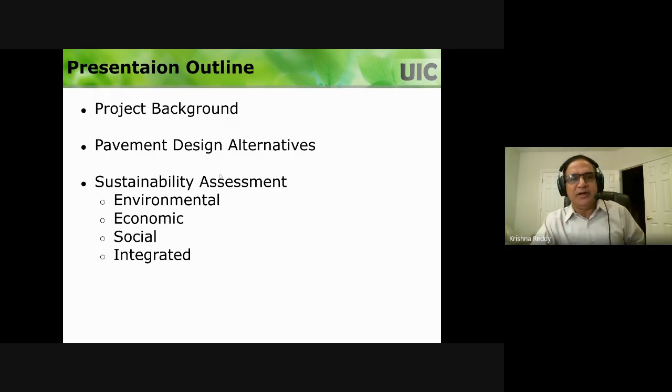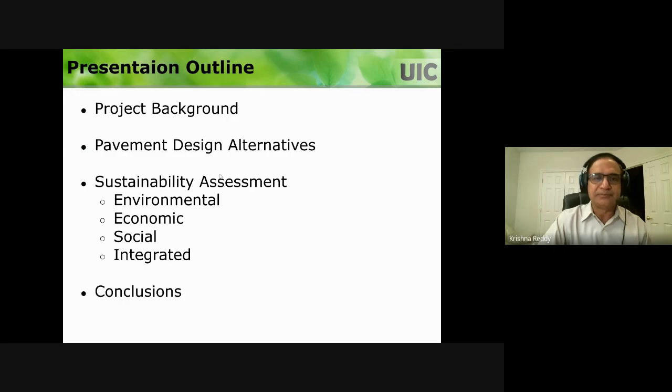So I'm going to apply this framework that we developed for this example, but the takeaway would be you can apply the same framework for any other problem that you are dealing with. So I really want this presentation to be useful. Even though I am covering one pavement example here, it can be applied to any other projects. Then I will draw some conclusions and closing remarks at the end.